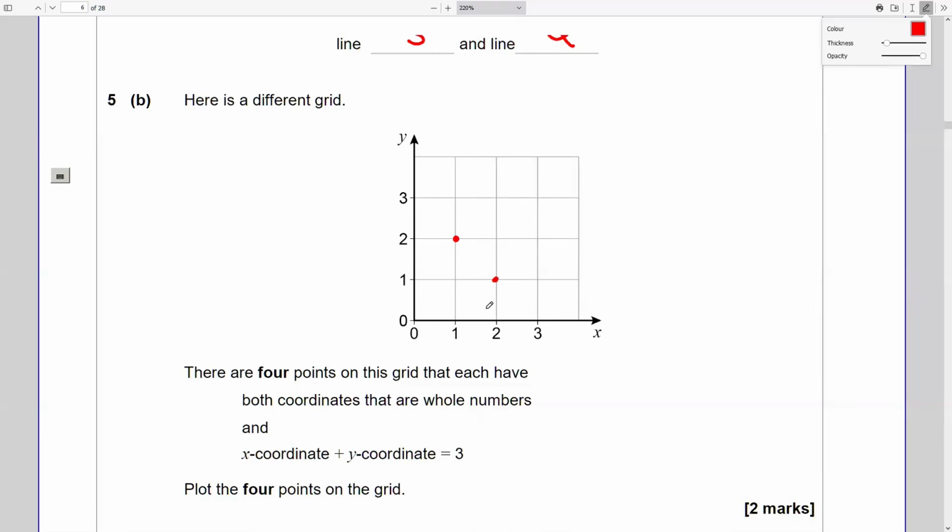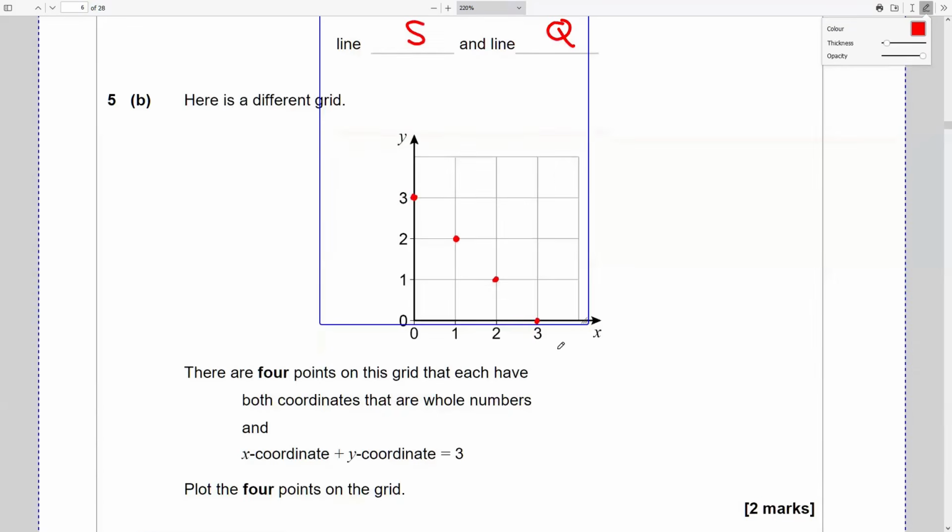There's another one. The other thing we've got to know is when a whole number is also 0. So we can have 0, 3. And we can have 3, 0. So let's put them all down like that. Oh, we just have to plot them.